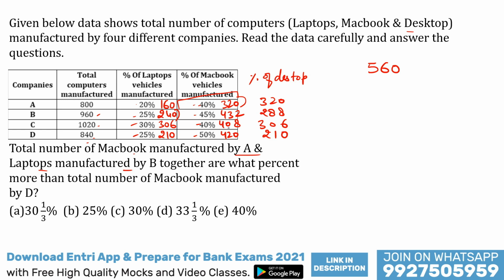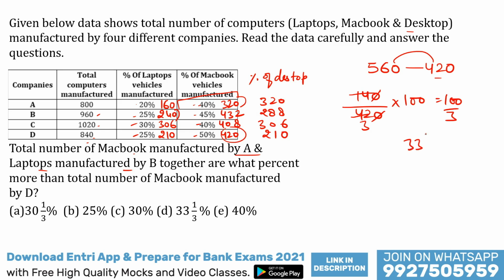So guys, here we can see 420. So this 560 is how much more percent than this 420. So guys, obviously the difference of this, we are comparing this with 420. So here will be 420 obviously, and the difference of this will be what? 140 will be in the numerator, multiplied by 100. Okay, guys, this will be cancelling out, and 100 by 3. So what is 100 by 3, guys? 33 1/3%. So D will be the right answer.